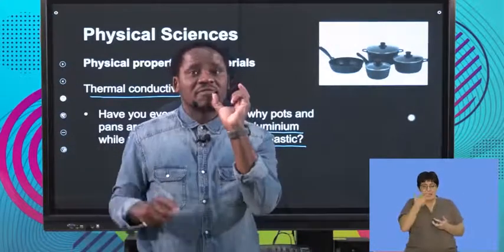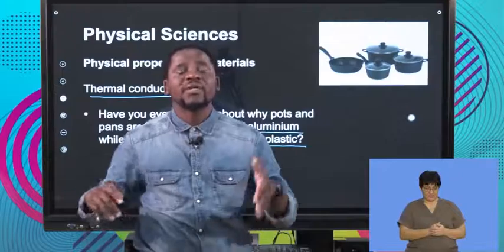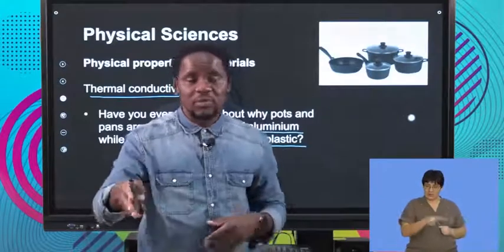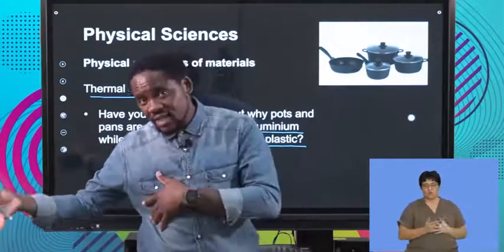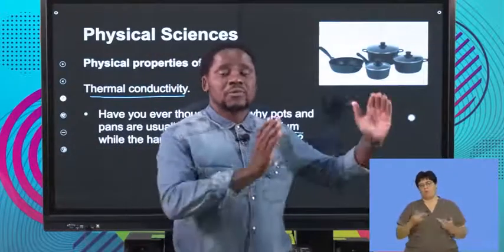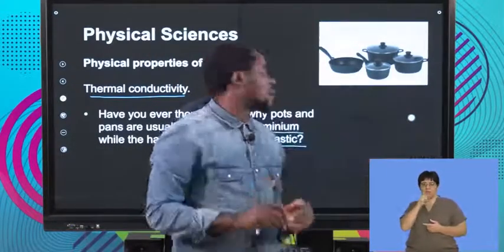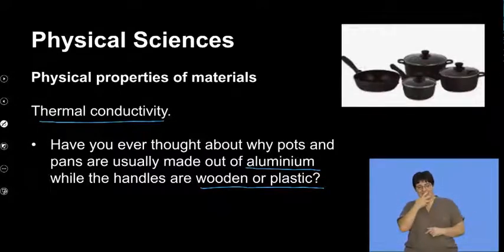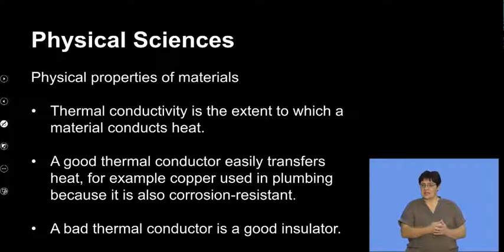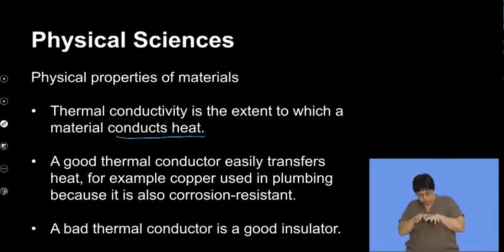So the physical property that is of interest to us at this point is thermal conductivity, because conductivity can vary. We can talk about electrical or thermal. In this case, we're talking about thermal, which has to do with heat energy. So that's the big question. And it says here, thermal conductivity is the extent to which a material conducts heat. So thermal conductivity has to do with heat conduction. A good thermal conductor easily transfers heat. Copper is used in plumbing, and it is also corrosion resistant. We don't use just steel for the plumbing pipes. Copper is corrosion resistant.